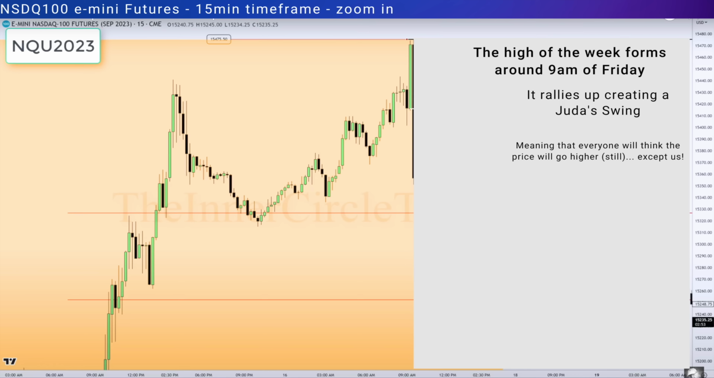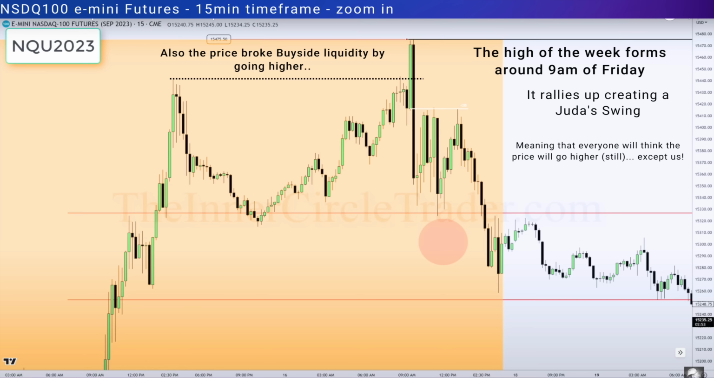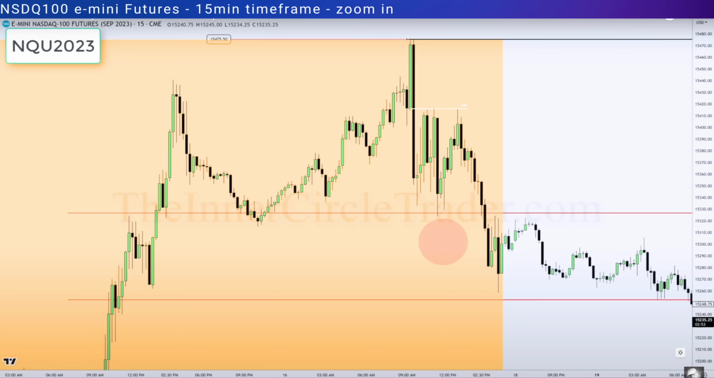Also, the price broke buy-side liquidity by going higher. And that's very interesting for us. If I uncover what happens after, this is what you're going to see. Let's observe the price movement. And let's also take a look at the time of the day.